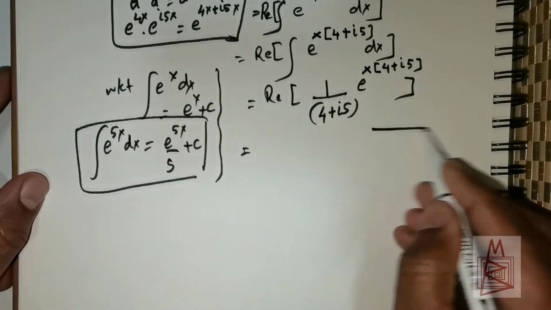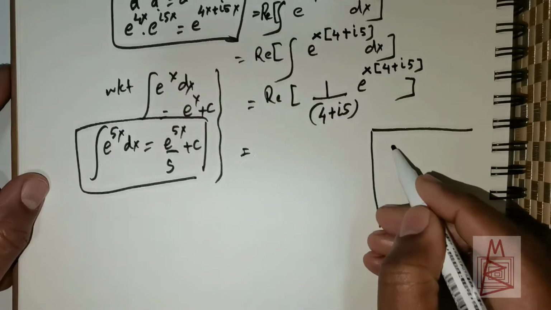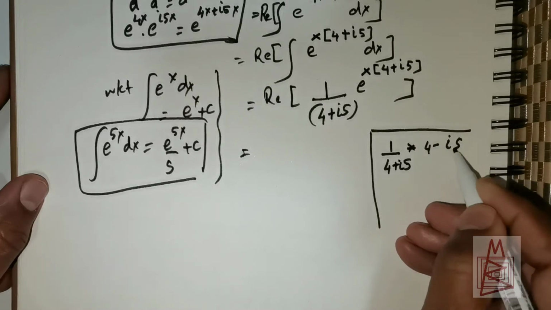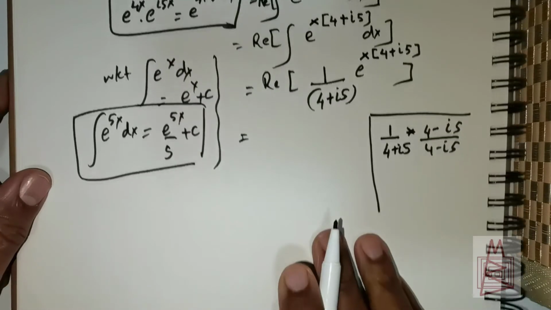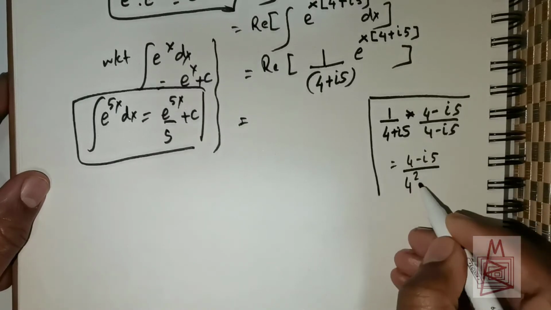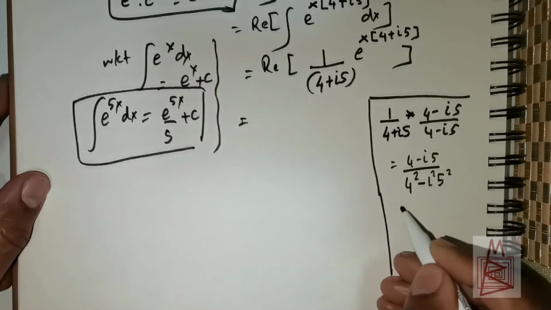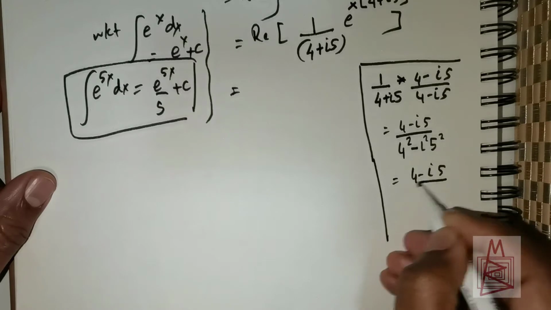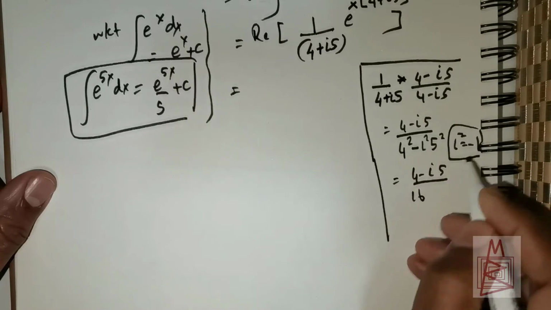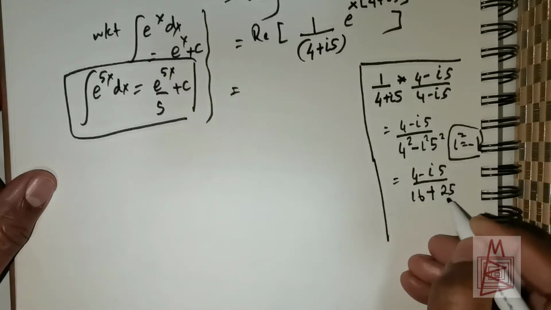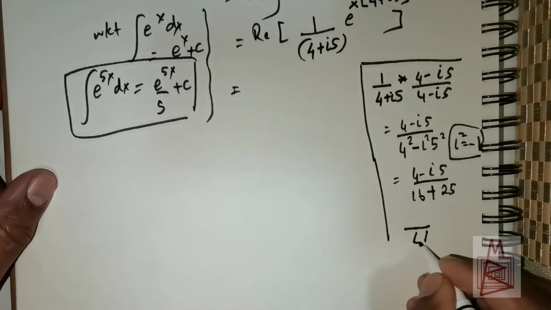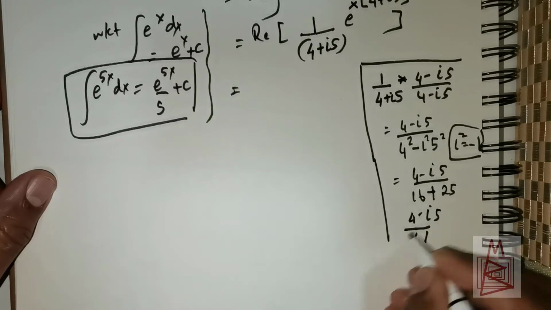So I need to change that quantity into a real quantity. So how am I going to change it? It's simple. Multiply by its conjugate 4−i5 and divide by that same quantity, and that would be giving me (4−i5) divided by (4² − i²·5²), which is equal to (4−i5) divided by 16. i² is negative 1. Okay, so using that negative 1, this is going to be positive 25, and this would give me 41, and in the numerator is going to be 4−i5.